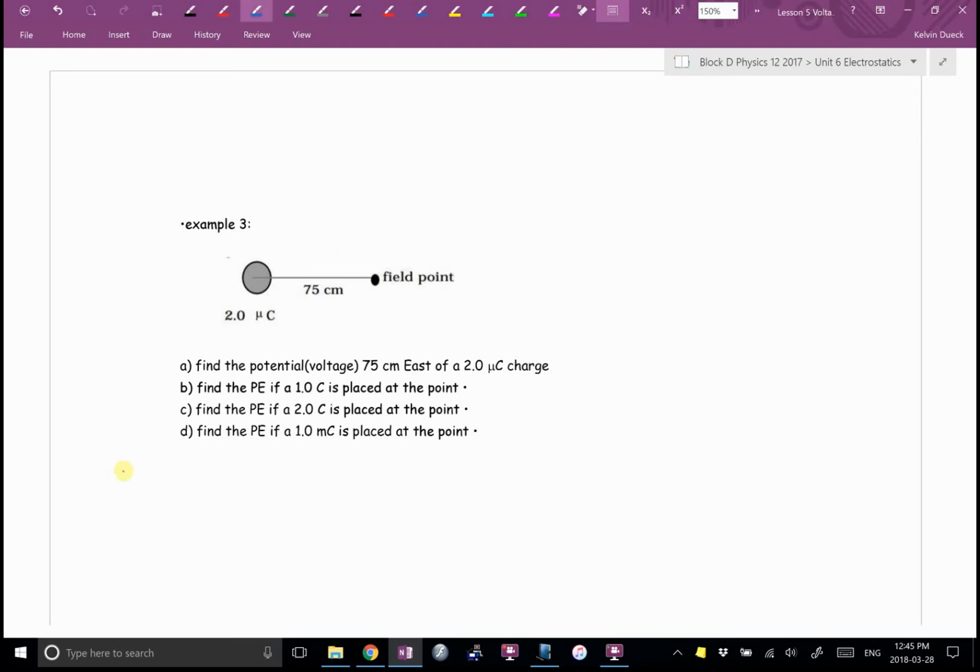How am I going to find the voltage? Once again, there's two equations. There's this one, energy per coulomb, and there's this one. Which one am I going to use? How do I know? Because they gave me an R. Okay, so it's going to be 9 times 10 to the 9th.